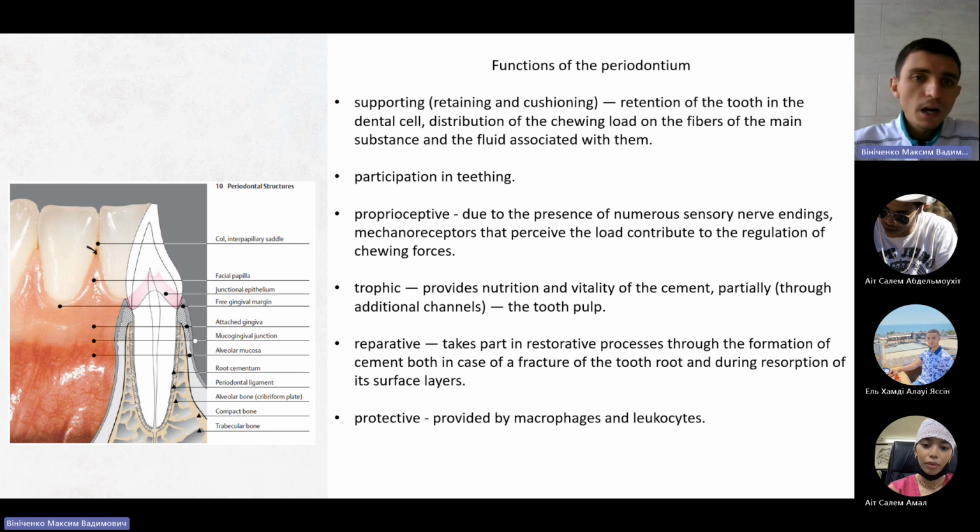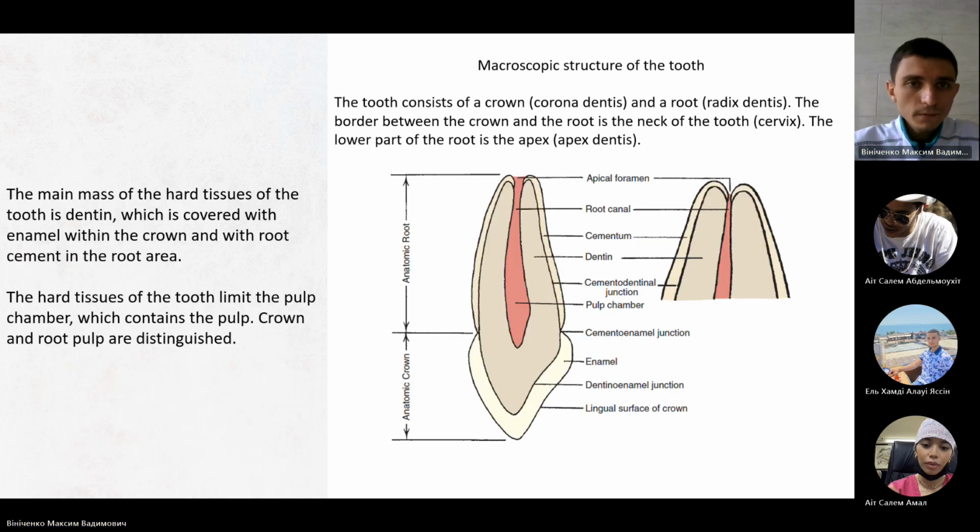Reparative: takes part in restorative processes through the formation of cementum in case of fracture of the tooth root and during resorption of its surface layers. Protective, provided by macrophages and leukocytes. Macroscopic structure of the tooth. The tooth consists of a crown and a root. The border between the crown and the root is the neck of the tooth. We call this the cervix of the tooth.